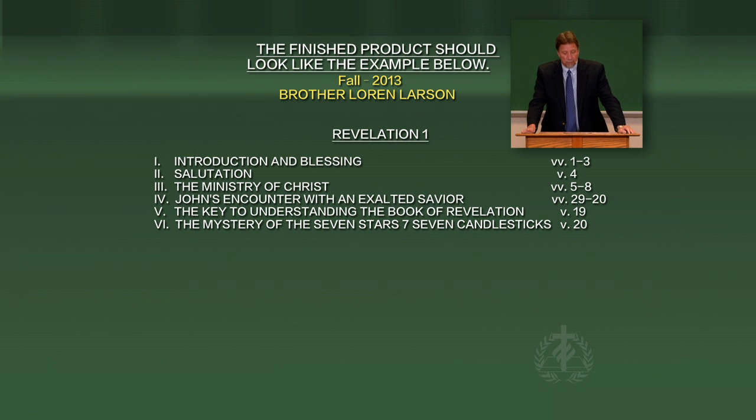In this case, Revelation, Roman numeral 2, we see it far left. The title, Salutation. The verses involved, verse 4. And then section 3, the ministry of Christ, verses 5 through 8. So you can see how you divide the verses and you label those verses on the right. You give a section number using a Roman numeral to the far left, and in the center, you give your title, your evaluation of what you found.